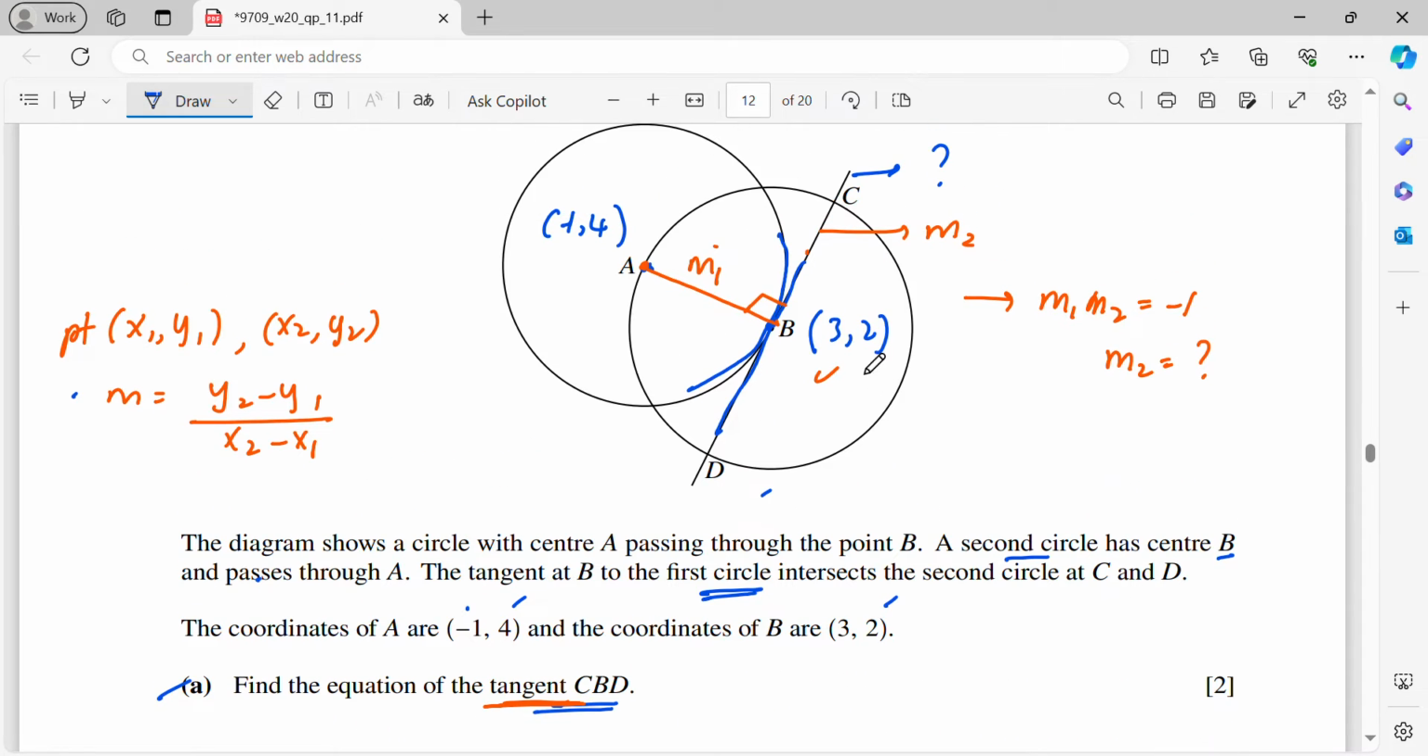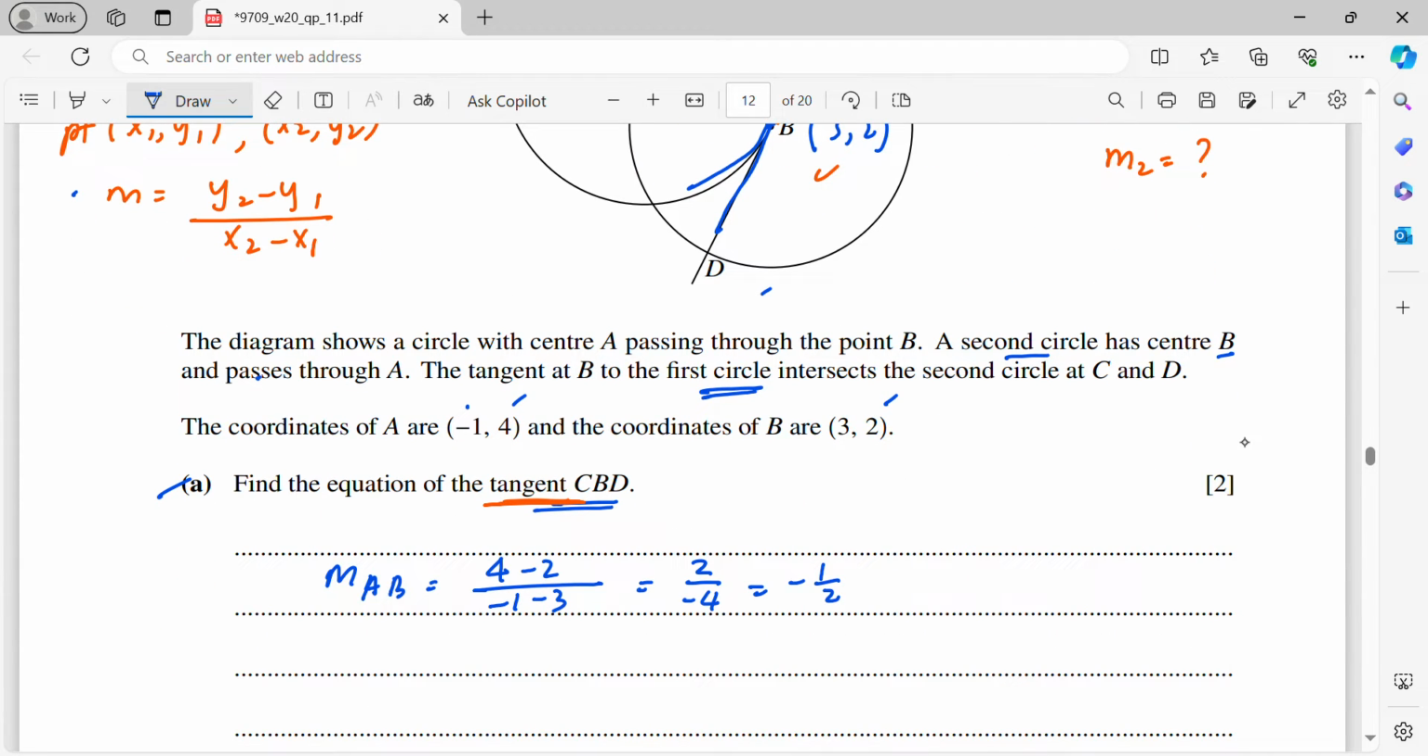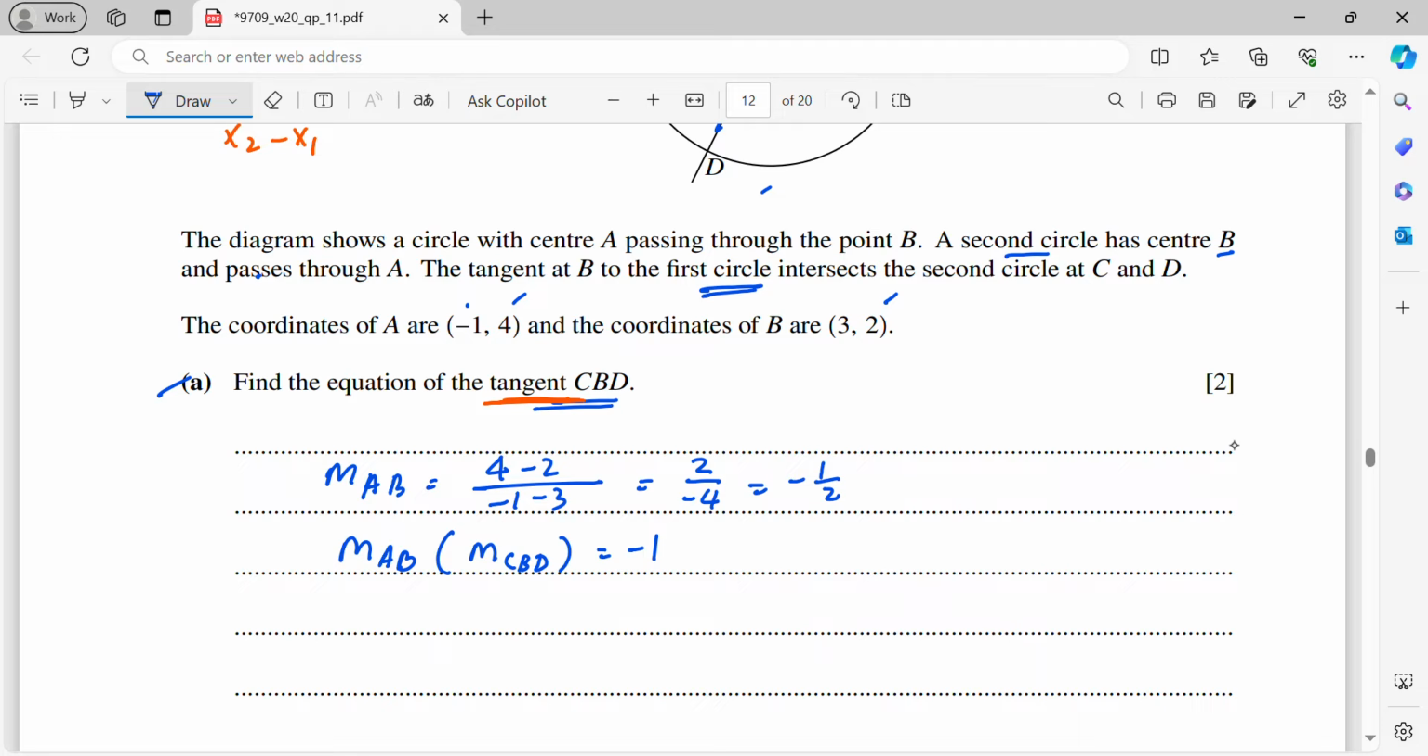Now then MCBD or CBD. Okay, so MAB times MCBD equals minus 1. So MCBD is negative 1 over MAB, which is negative 1 over negative half. Then I will get 2.